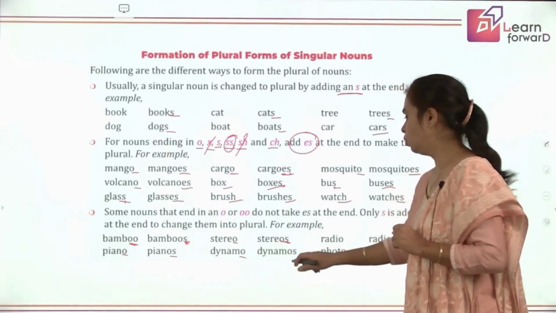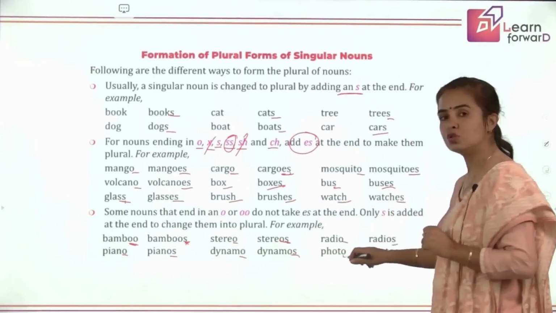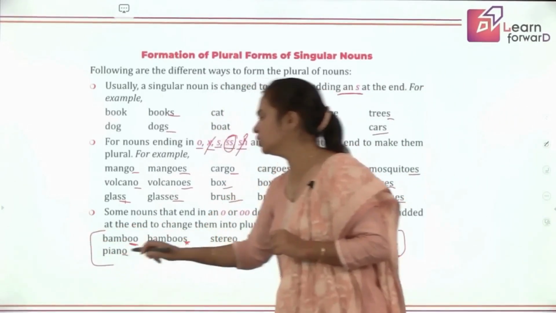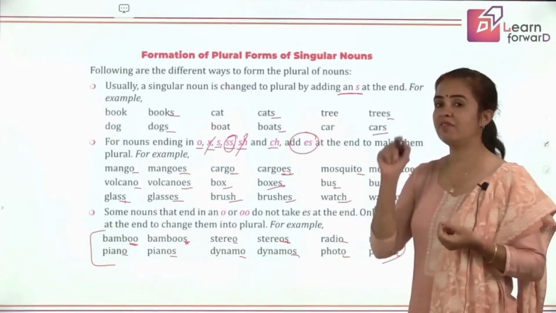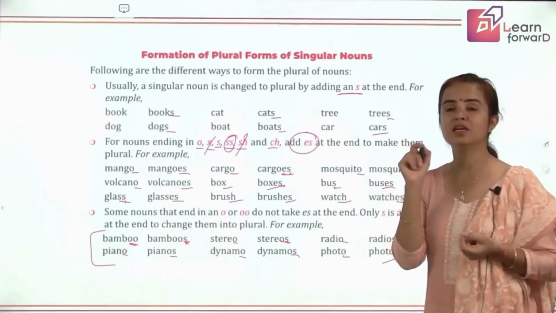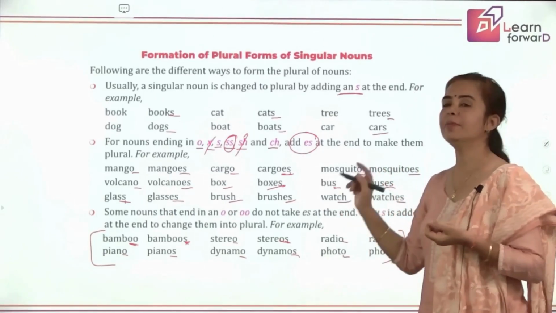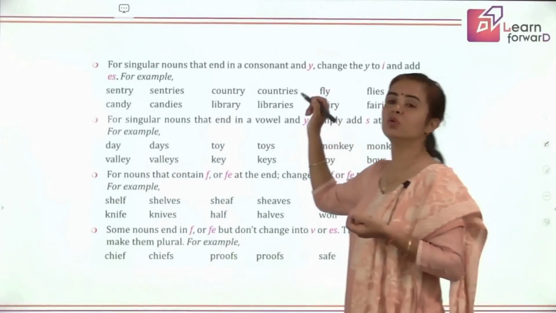Dynamo, only s. Radio, only s. And photo, only s. So these are the exceptional words, some nouns which although end in o, they have last sound o, last letter o, still we will not add es, we just add s to them. Please remember this list. Moving ahead is the rule of y ending.